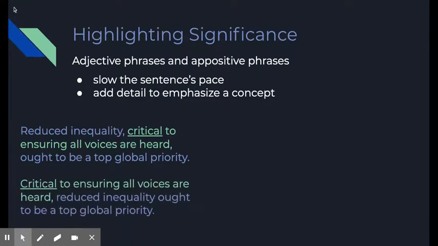I just gave you the flip of that, so you can put that adjective phrase first if you want to. Critical to ensuring all voices are heard, reduced inequality ought to be a top global priority. Same sentence, just rearranged.